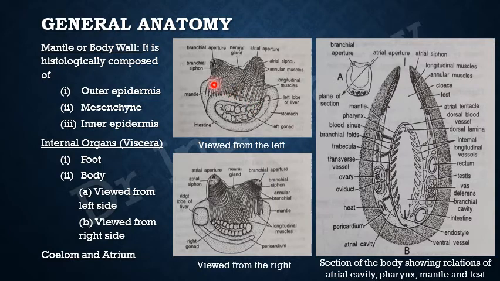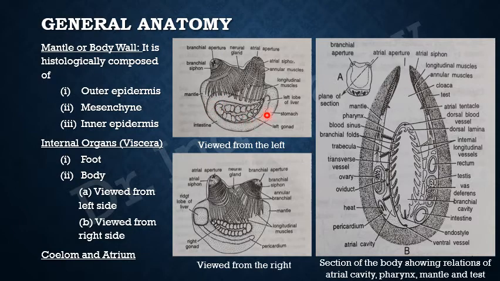Here you can see the pharynx continuing in the stomach and then the intestine, and then here the anus is there. You can view all these structures only when the test is removed, because the test is an opaque structure and does not let you see through. So when we remove the test, we can see all these structures. After we have removed the test, the outer layer which is visible is the mantle. And one more thing, the endostyle is not shown over here.